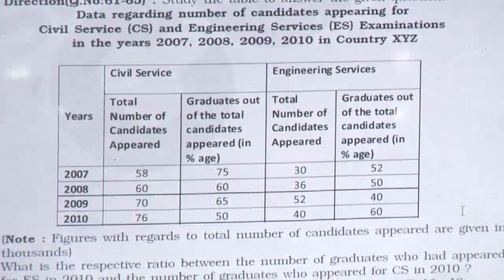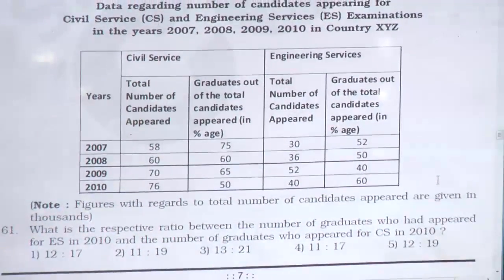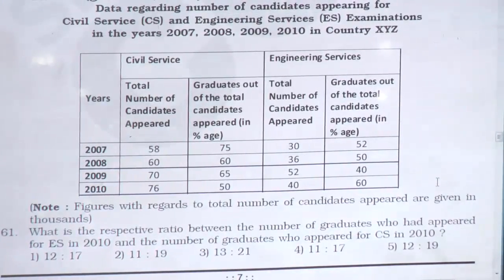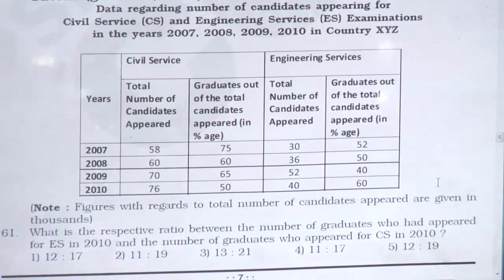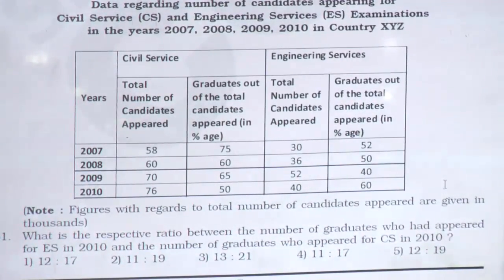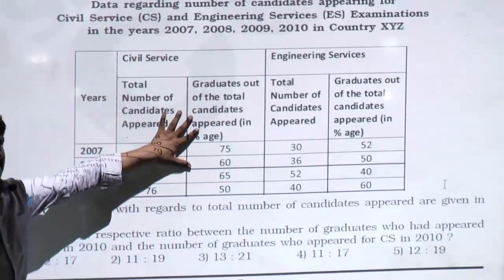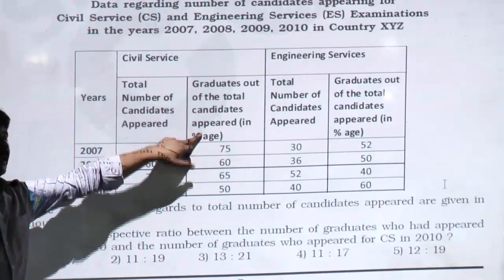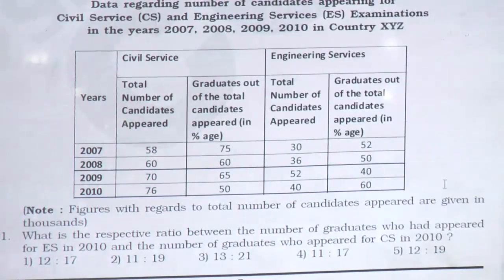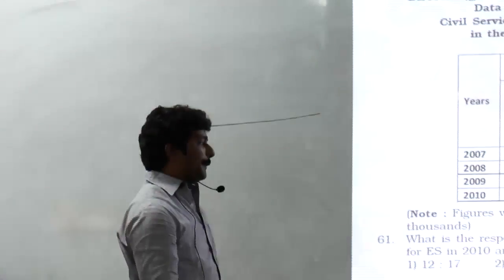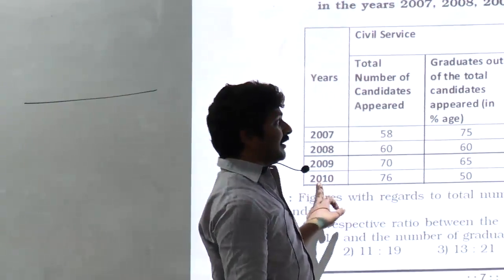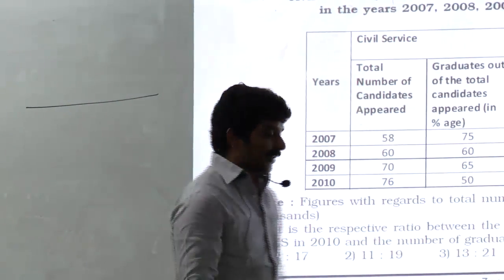Right, what is the respective ratio between number of graduates who had appeared for engineering service, ES, in 2010, and the number of graduates who appeared for civil service in 2010. So this is about civil services and that is about engineering, and this is about data who have appeared, and these are graduates in that, right? You're asked about respective ratio, A is to B or A by B. Who appeared engineering service in 2010. Candidates who appeared are 40.